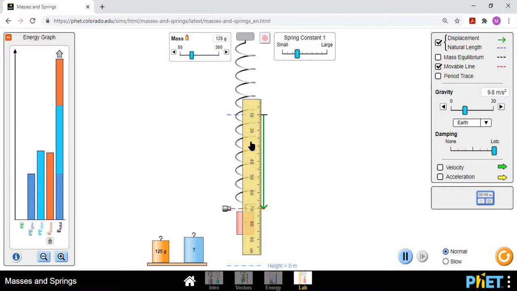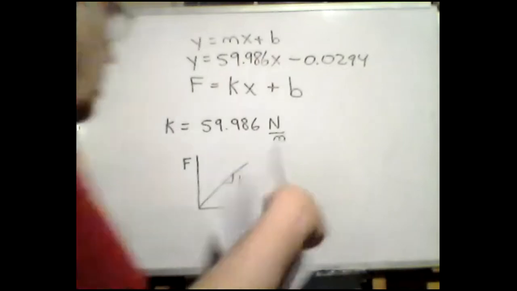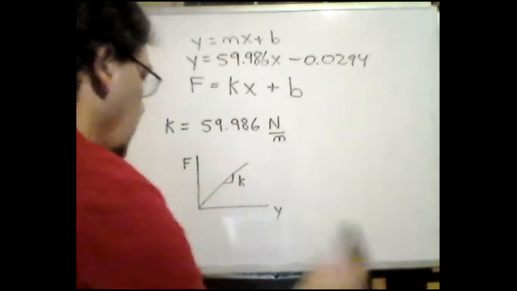All right, so I don't know the mass. I do know the spring constant, and I've determined the displacement. I said 71 millimeters. Oh, I'm sorry, 61 millimeters. I'm going to stop sharing. Let's go to the whiteboard. So what do I do now? This is an important number here, 59.986. I'm going to put that in the parking lot.